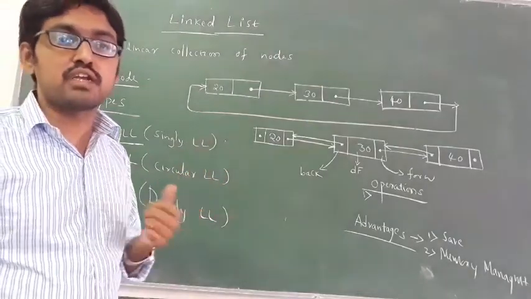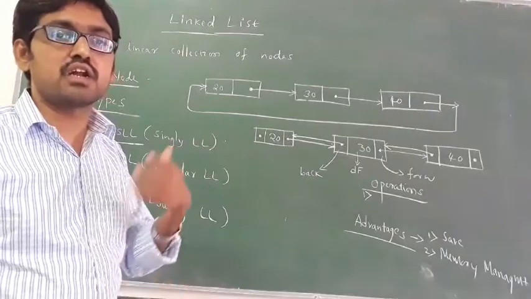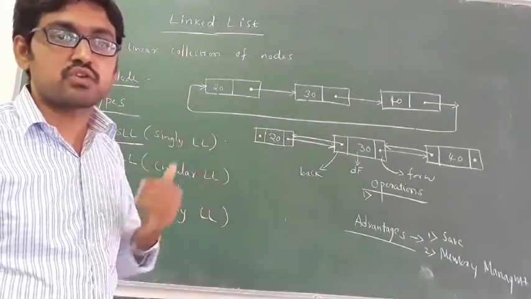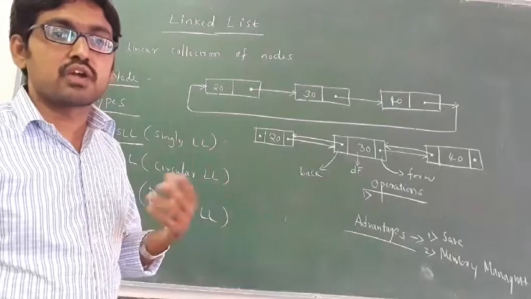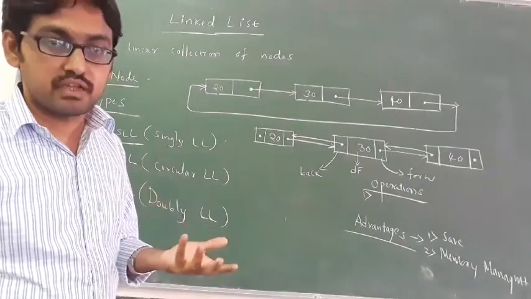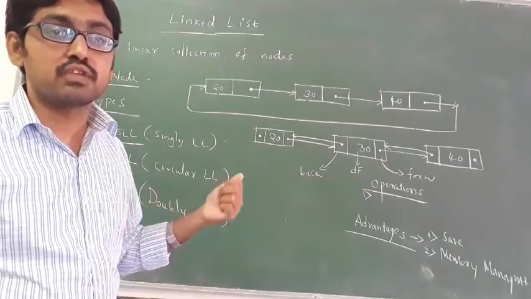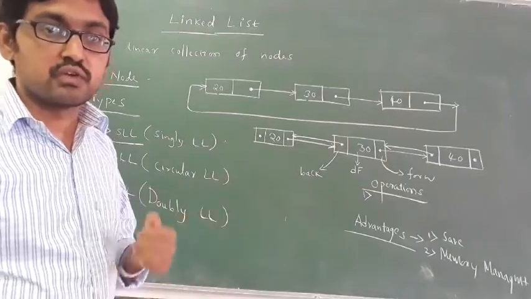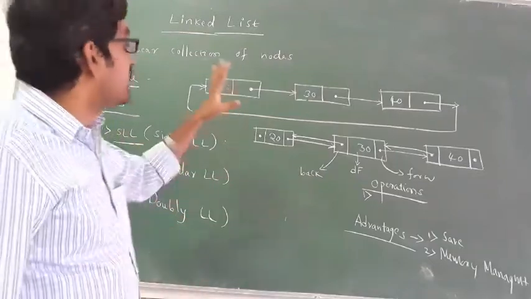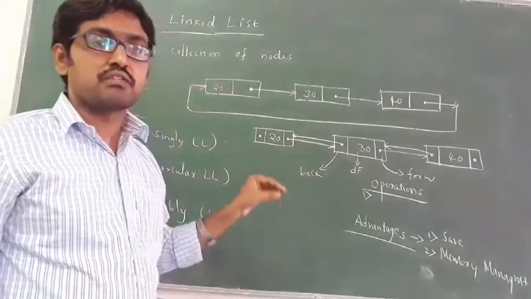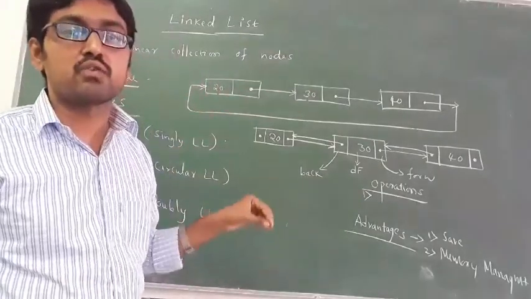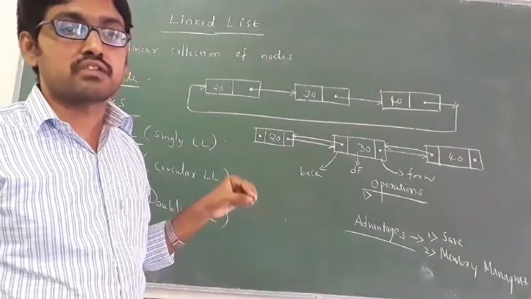What is the use of the link field? The link field contains the address of the next node. The next node address is known to us, so memory utilization will be done very easily by using a linked list. Got it? This is what we have about a linked list. It is a very small topic. This is also one of the linear data structures.